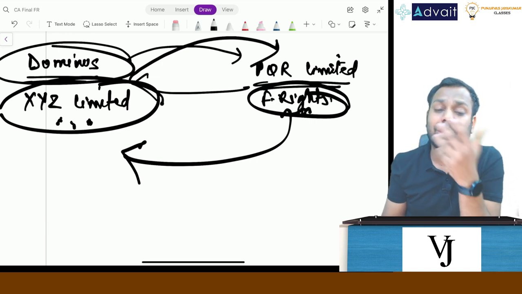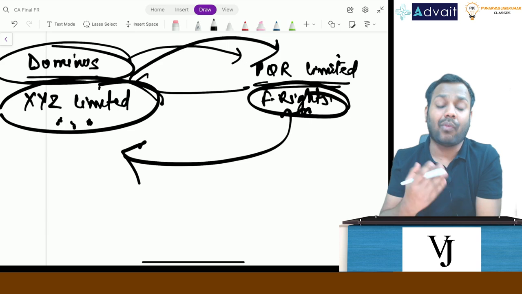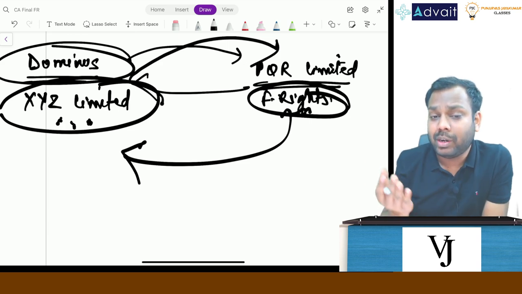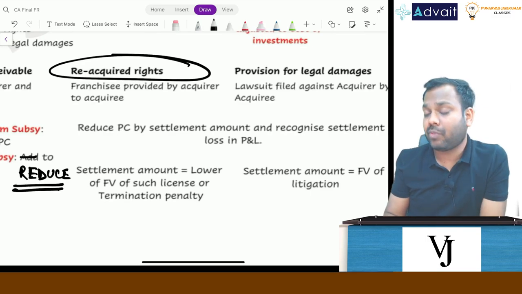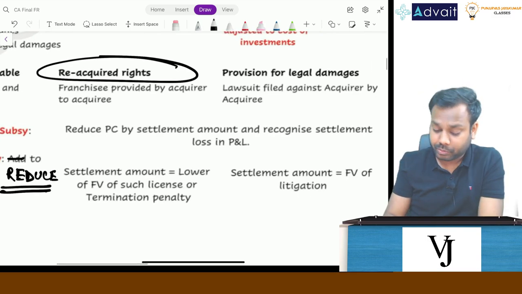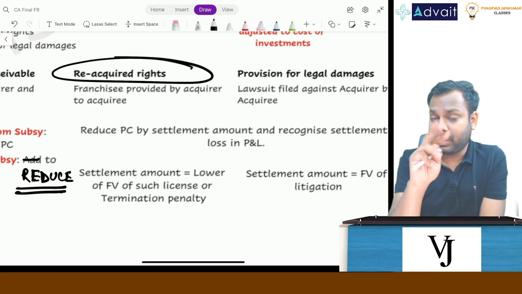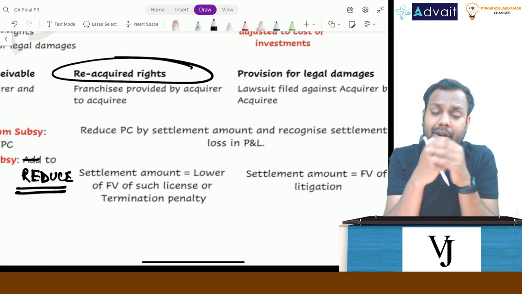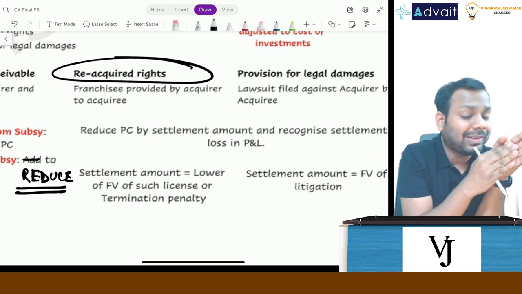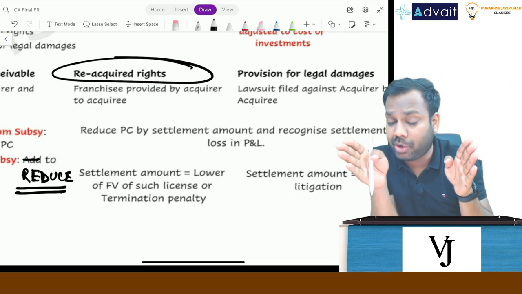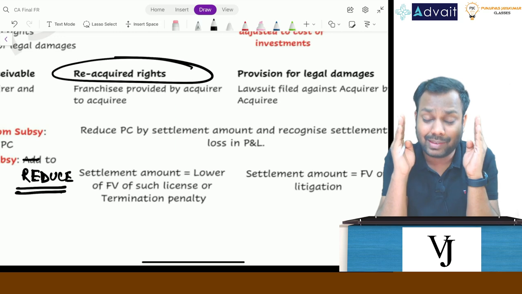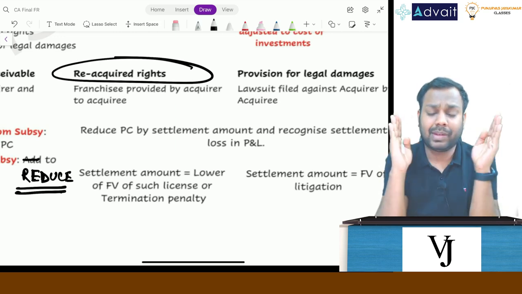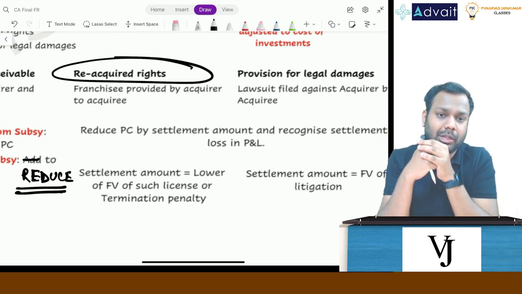This is called a reacquired right, which I have issued and now I'm reacquiring. So what should be the treatment for that? There are two treatments. One is from a purchase consideration point of view and one is from the net assets point of view. I'm discussing that separately. I'm not merging those two.